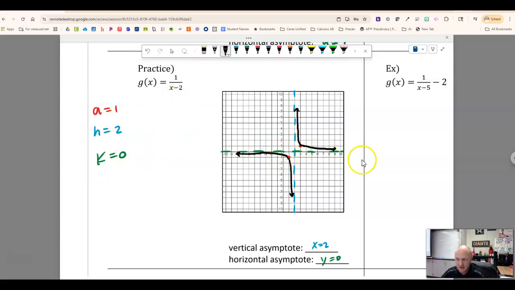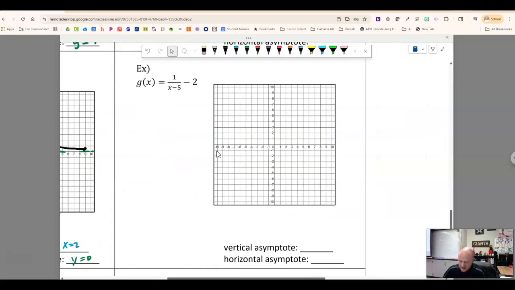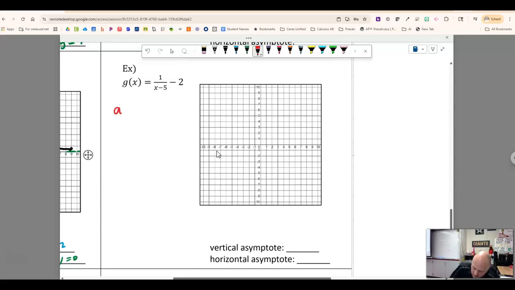And then K is 0, so there's your asymptotes. And then your key points don't change. Left 1, down 1, right 1, up 1. Okay, so that's what it should look like. Did you get it? Cool. All right, final example I have for you guys here.